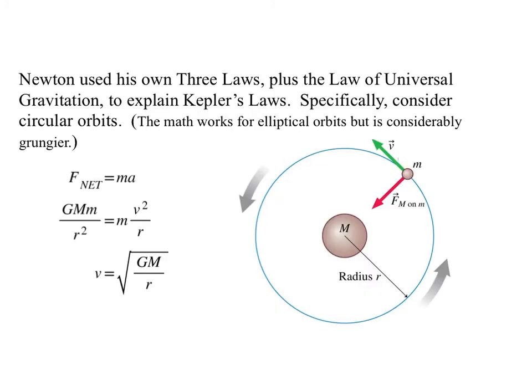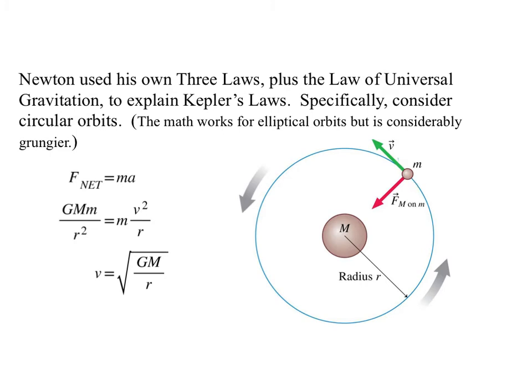Newton used his own 3 laws and the law of universal gravitation to explain Kepler's laws. He was motivated by this. He wasn't surprised when it came out that way, and he knew it would be a good proof of his laws. He said specifically consider circular orbits. The math does work out for elliptical orbits, but it gets a little bit more complicated and doesn't really add anything. So you just have to figure out what the equivalent of the centripetal acceleration is and what the equivalent of the velocity is and so on. But it turns out it ends up in the same place. It's just grungier.